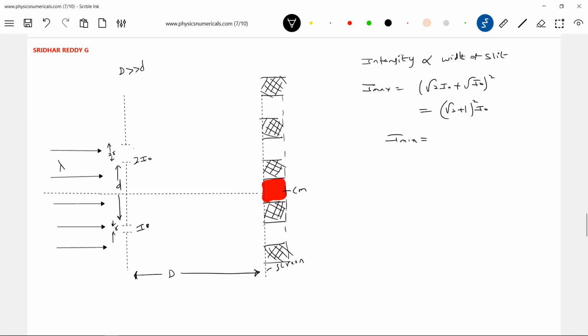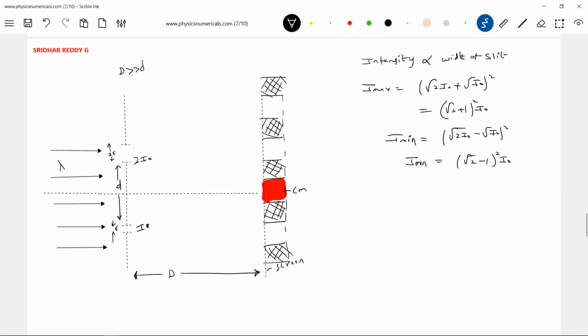What about I minimum? This will be the position of I minimum. So do we get a complete dark band? Complete darkness will not be there. So what is the minimum intensity? It is not 0. So on the screen, complete darkness will not be there.